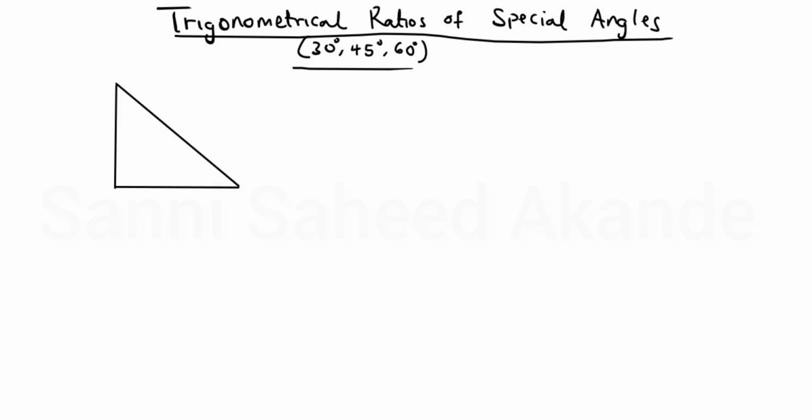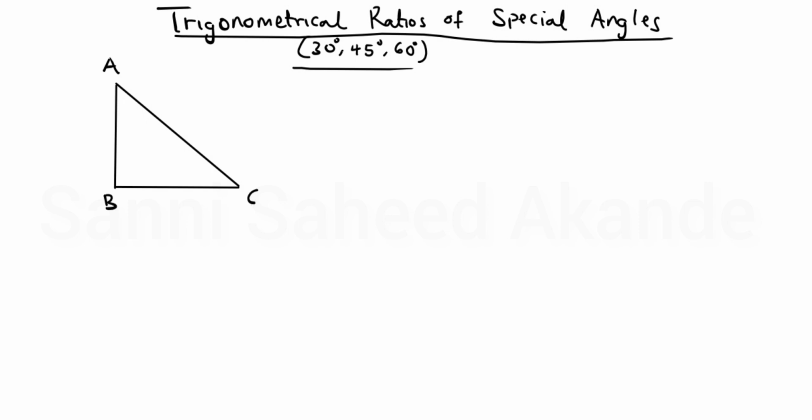Now today we are going to be looking at trigonometrical ratios of special angles, and the angles we are going to be considering are 30 degrees, 45 degrees and 60 degrees. Now, given this triangle you are seeing on the screen, this is a right angled triangle. So let's label this triangle. We have A, we have B and we have C.